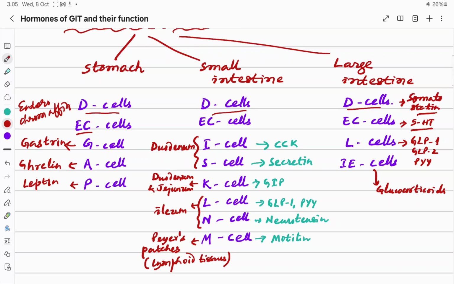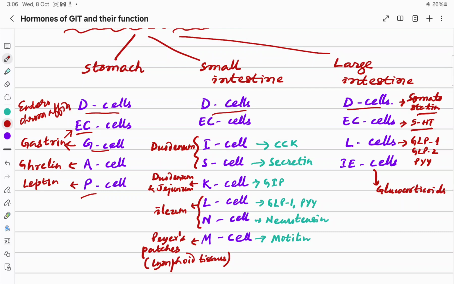Then the other enteroendocrine cells in the stomach: one is the G cell, which secretes gastrin, and gastrin stimulates gastric glands to release gastric acid and activates the enterochromaffin cells. Then the A cells secrete a hormone called ghrelin, which increases appetite and stimulates fat storage. Then P cells secrete leptin.